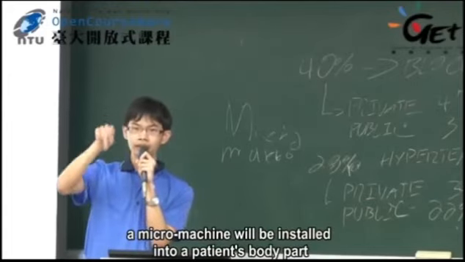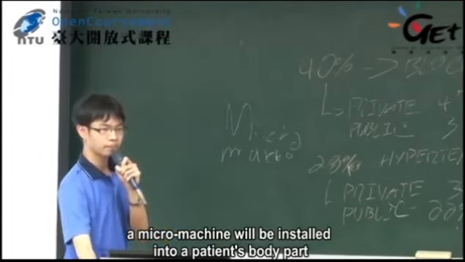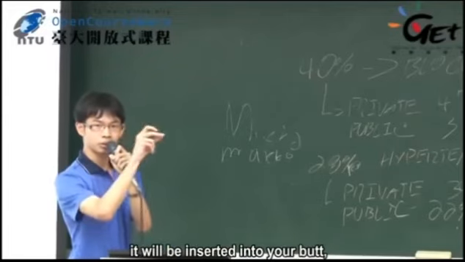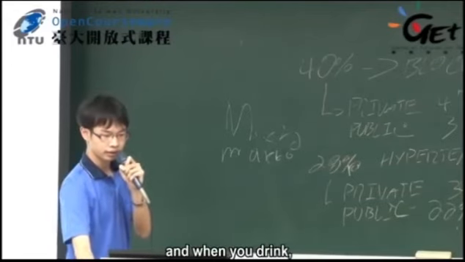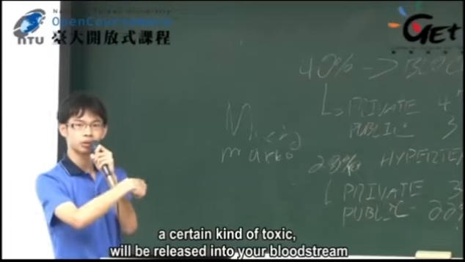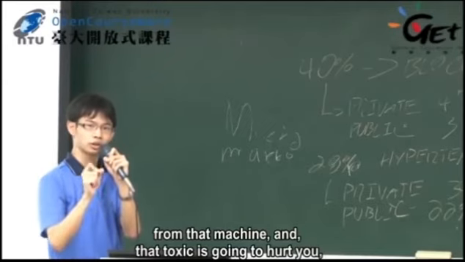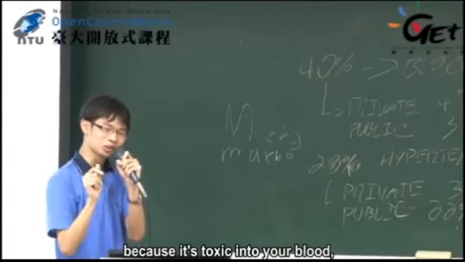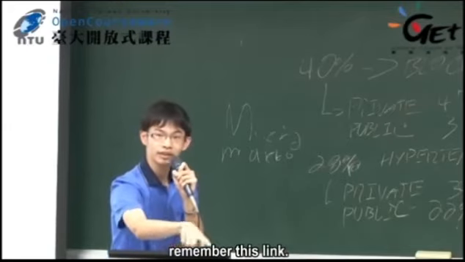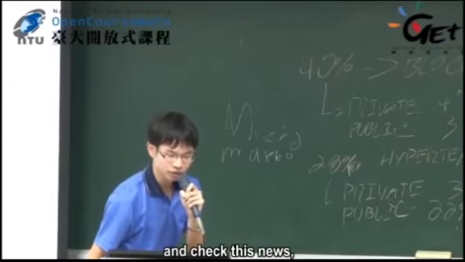A micro machine will be instilled into a patient's body part between the legs. Yes, I'm serious. It will be inserted into your foot. And when you drink, a certain kind of toxin will be released into your bloodstream from that machine. And that toxin is going to hurt you because it is a toxin in your blood. We have a full news article here. You can check this out. Remember this link, you can take notes on this link, and check this news if you want to.